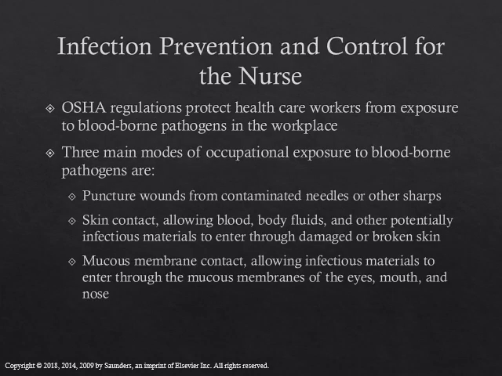Infection prevention and control for the nurse. OSHA regulations protect healthcare workers from exposure to bloodborne pathogens in the workplace. Three main modes of occupational exposure to bloodborne pathogens include puncture wounds from contaminated needles or other sharps, skin contact allowing blood, body fluids, or other potentially infectious materials to enter through damaged or broken skin, and mucous membrane contact allowing infectious materials to enter through the mucous membranes of the eyes, mouth, and nose.